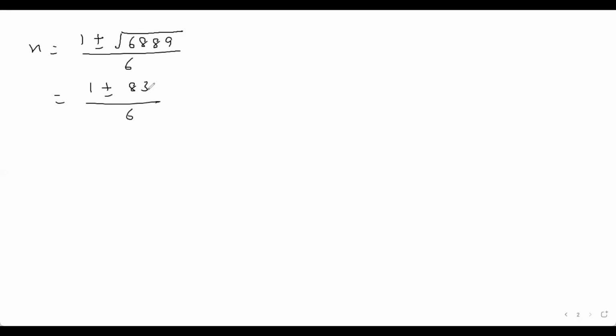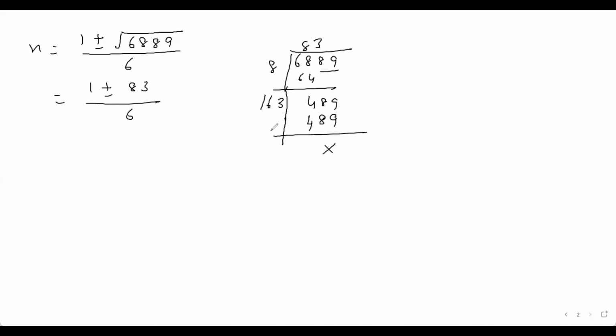Root of 6889 is equal to 83. I'll find it here. 6889. 8 8s are 64. Subtract, 489. Double of 8 is 16. 3 and 3. This is 489. And root of 6889 is 83.